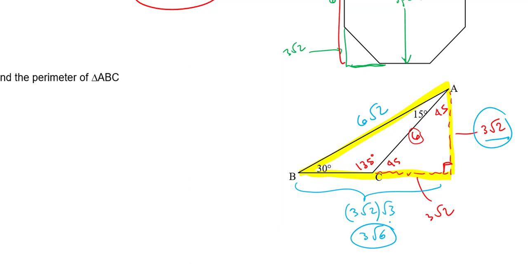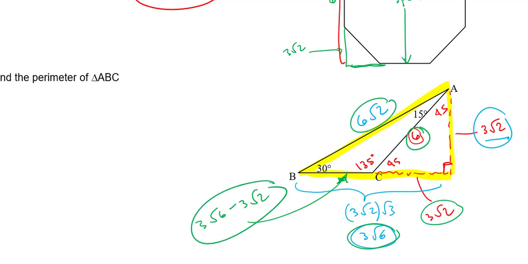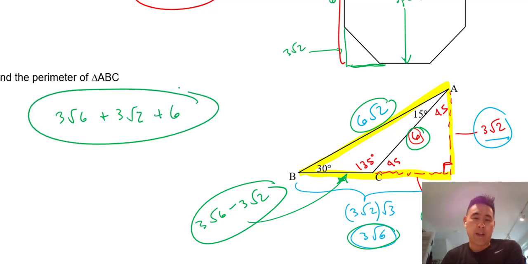And then what am I supposed to look for here? I'm looking for the perimeter of ABC, so I need that piece right there. I know this and I know this, so it's going to be 3 root 6, the entire length, minus 3 root 2, which is the dotted red length. And now I can just add all these up. So I have this, this, and this. Add them all up, and I will get, I believe, 3 root 6 plus 3 root 2 plus 6. That's my perimeter of triangle ABC.